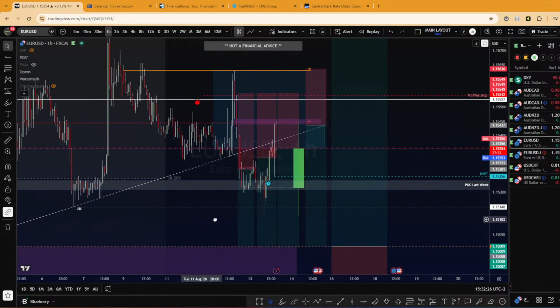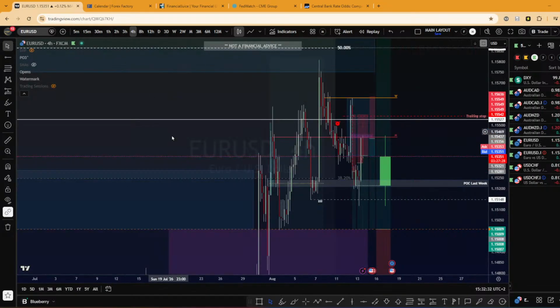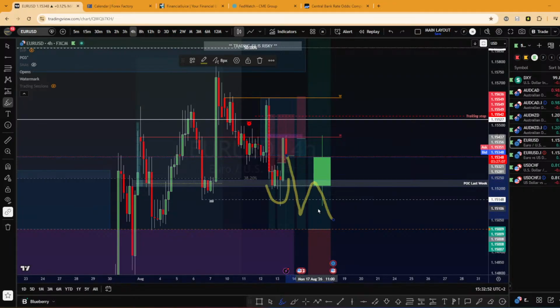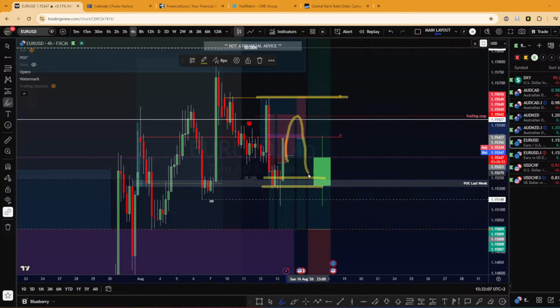So I have another level, this gray zone, which represents the point of control from last week. You see, this zone I wanted to break yesterday, but we couldn't. You see how we rejected it. This is the level I really want to break before we hold this trade towards this level right there. So for me, price is trapped between this level and this level. We could easily see ping pong.